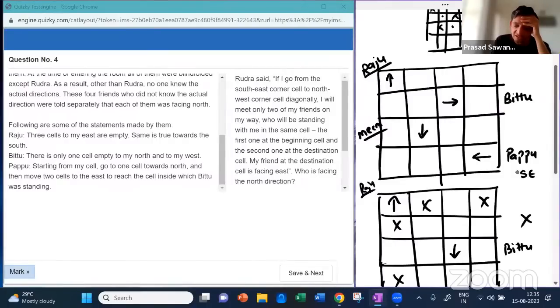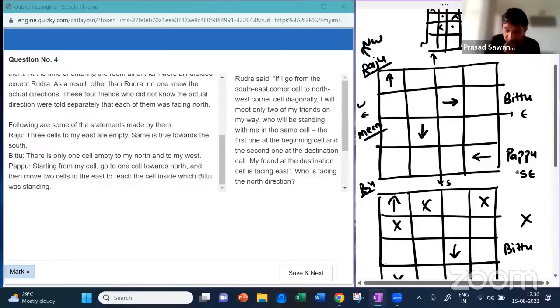So if this is southeast and this is northwest, let's say the other way around. Southeast to northwest if he's going diagonally. So northwest. If this is northwest, it's between north and west. So will this be north? Okay, this one. If this is north, this is west, this will be south, this will be east.